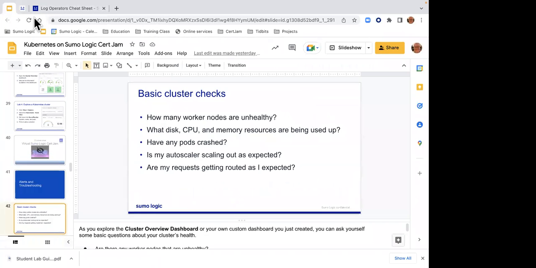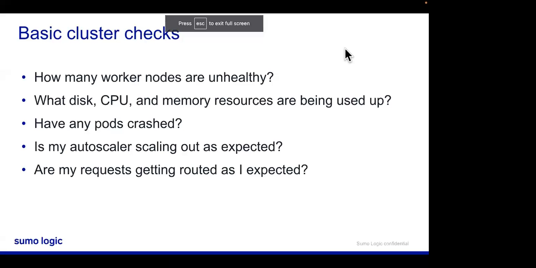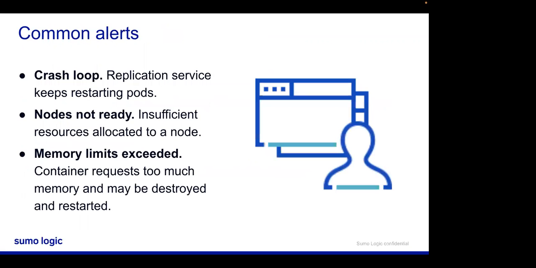Right. So back to this, we're going to talk about alerts and troubleshooting, and we're going to focus on that. So, again, you want to know some basic things about your cluster, right? How many worker nodes are considered to be unhealthy? What disk and CPU resources are being used? Are they close to maximum? Things like that. Have any of your pods crashed? Do I have any autoscaler issues? And are my requests getting routed as I expect them to?